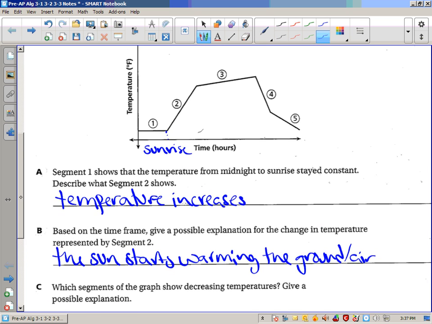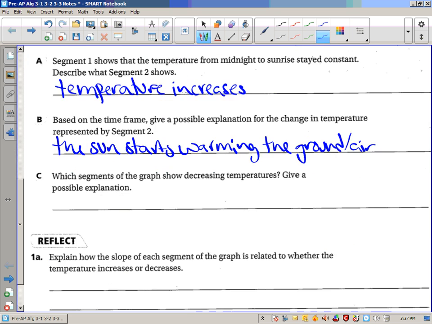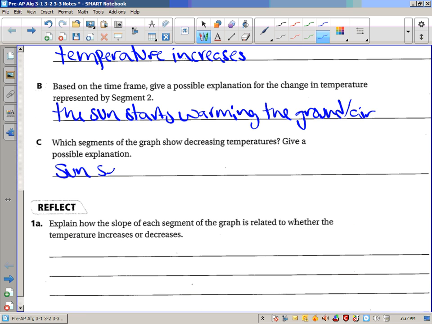Give a possible explanation. Well, again, our instinct would say these two sections here, section 4 and 5, because they are going down from left to right. So what might cause the decrease in temperature? Could be a cold front, could be lots of different things, but if we assume that this is kind of a normal day, probably the sun setting would cause a cool down. So sun no longer can provide heat since it's going down, it's getting farther away, so we have a cool down.